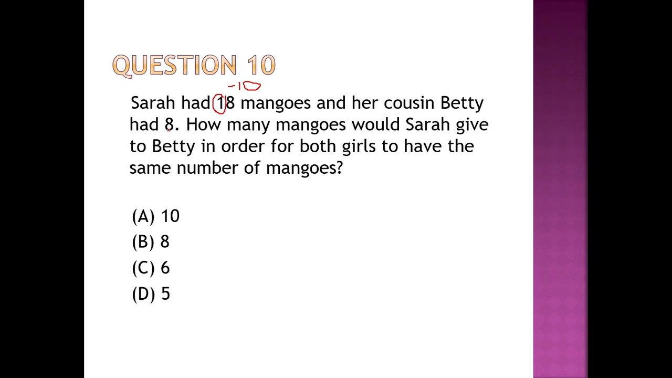Betty would have 8. So how many mangoes would Sarah give to Betty in order for both girls to have the same amount of mango? I would just divide the 10 by 2, and that would give me 5. So both girls would end up with 5 plus 8, which is what? 13. Both girls would end up with 13 mangoes. So this one is fairly easy. Alright, so let's move on.